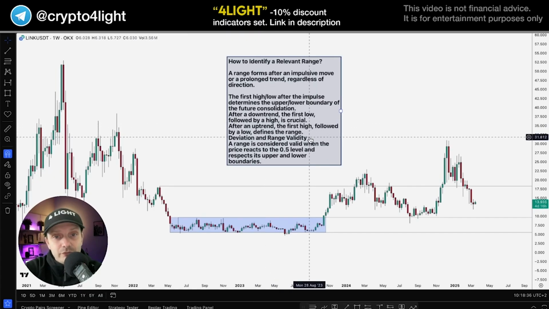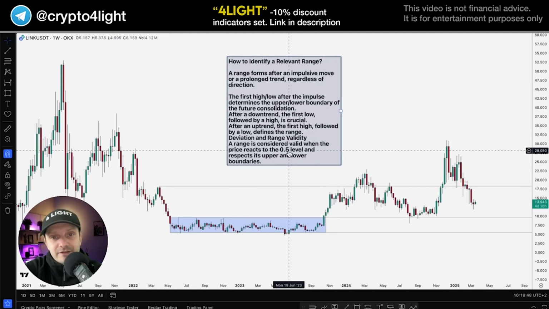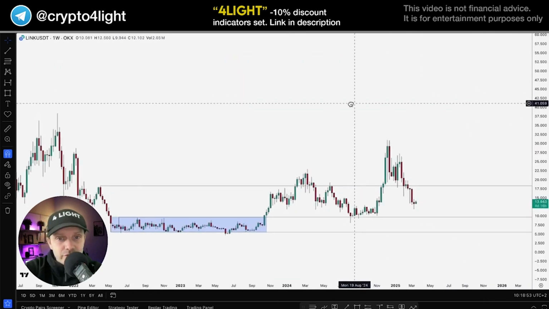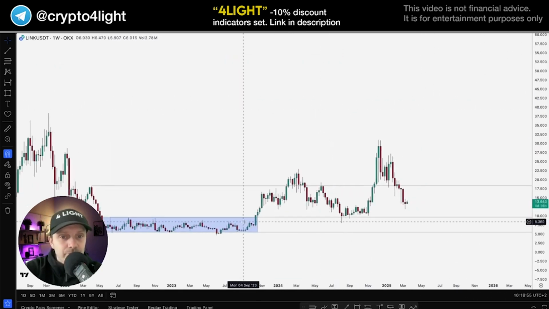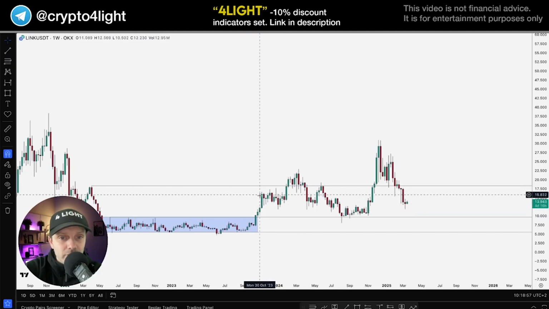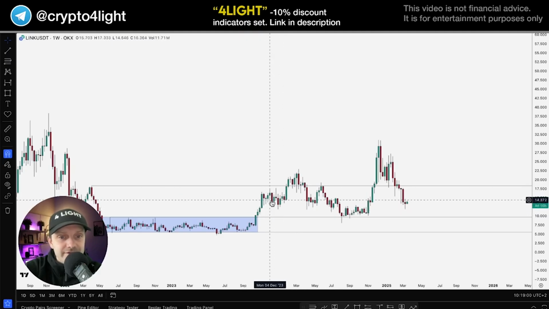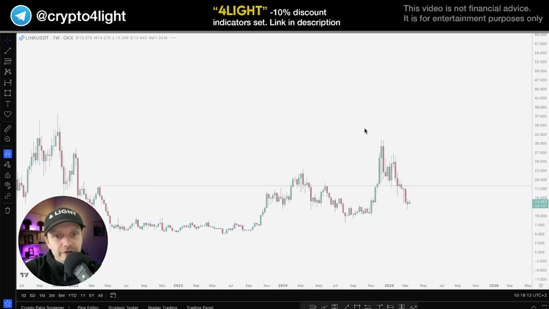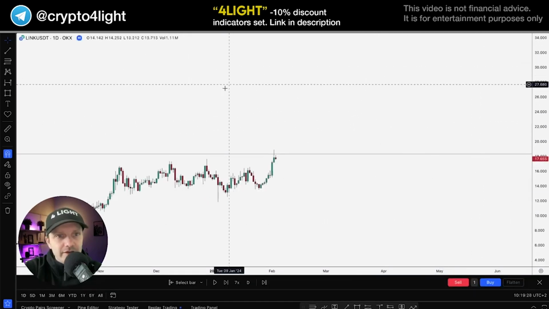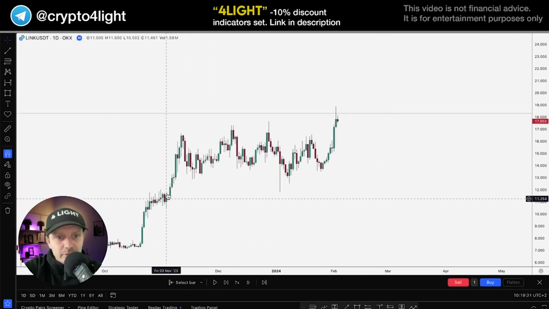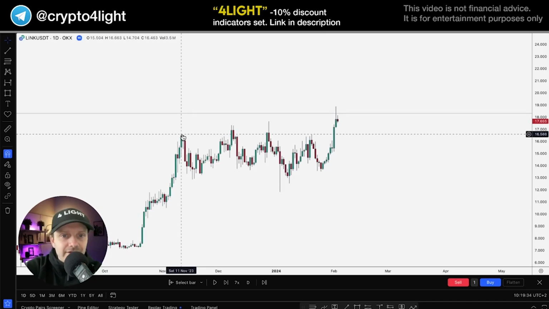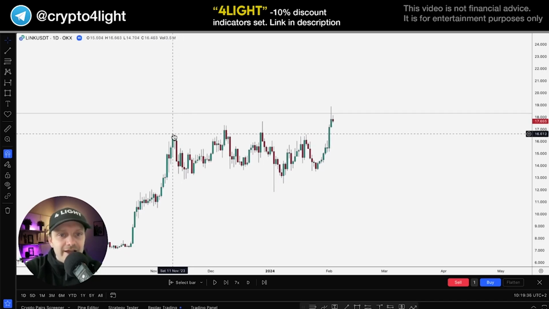The deviation and the range validity. A range is considered valid when the price reacts to the 0.5 level by FIB and respects its upper and lower boundaries. About deviations, I have explained many times how it works, and I want to show you on this example on the daily time frame what deviation means. We go to the daily time frame. So for example, we can identify that we got an impulse and we found the top. Technically, in the moment we can't know if this is the last top or not.